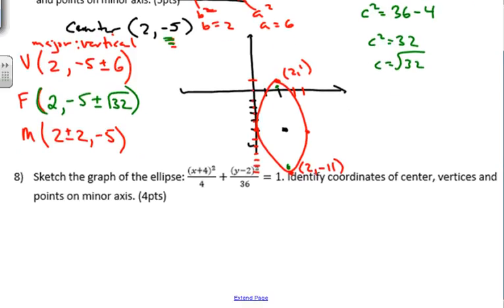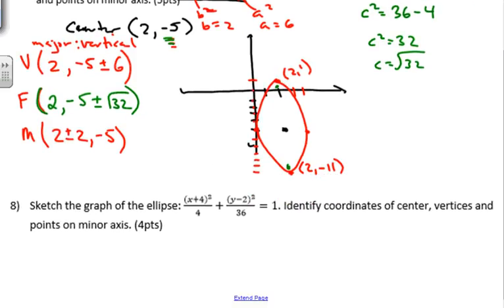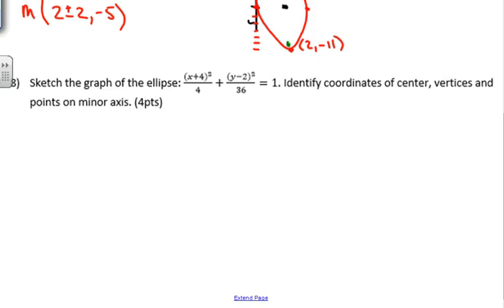Now the other one, we're essentially doing the same thing. The only thing here is that we've just changed where our center point is. And we're not asked to find the foci in this case. So here we're just going to find our center. Our center is located at (-4, 2). We see once again the major axis is still vertical because the larger value is under the y.